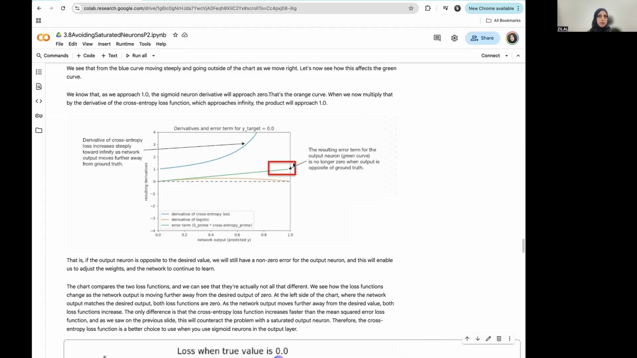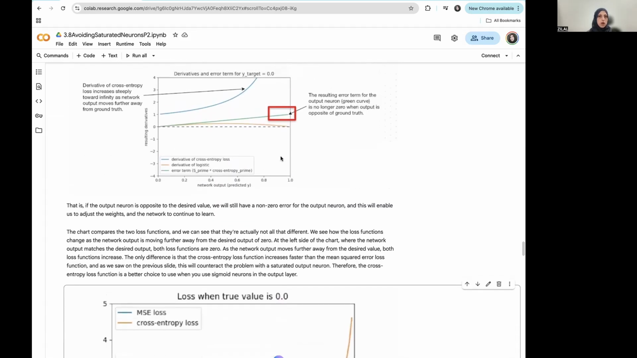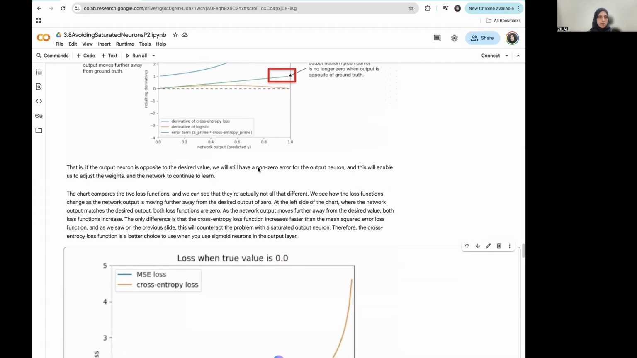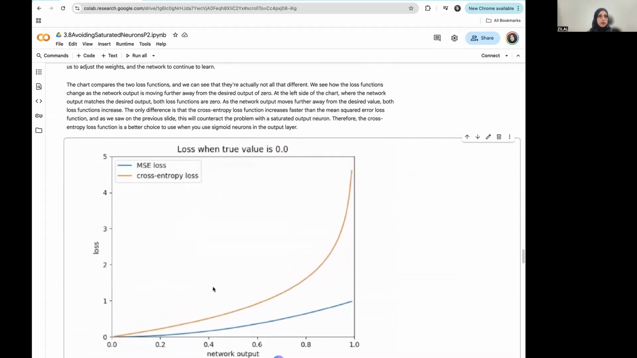That is, if the output neuron is the opposite to the desired value, we will still have a non-zero error for the output neuron. And this will enable us to adjust the weights and to let the network continue to learn. The chart compares the two loss functions, and we can see they are actually not all that different.